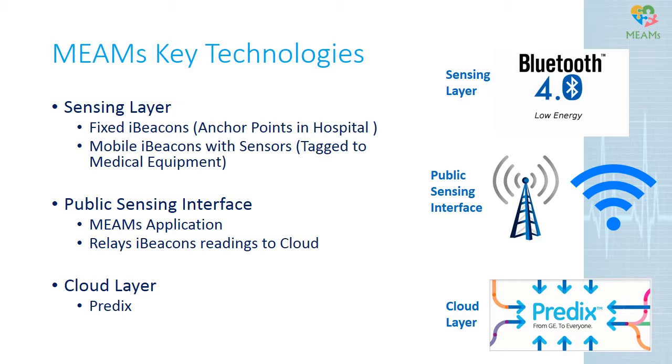The fixed iBeacons are anchor points in the hospital, which means that they are installed at fixed locations. We would also have mobile iBeacons with sensors, and these are tagged to the medical equipment to track the equipment location and also to track the operational status of this equipment. At the public sensing interface, the cell phones and tablets hold the MEMS application itself, but they also relay the iBeacon readings towards the cloud. And at the cloud layer, using the Predix technology of GE, we will be able to do the data analytics and processing.